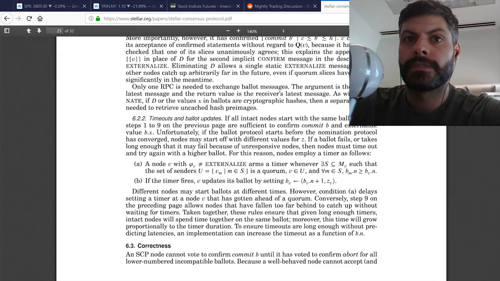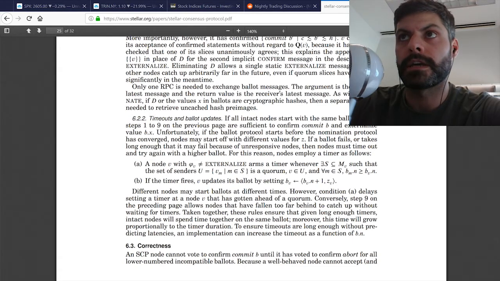Different nodes may start ballots at different times. However, condition A delays setting a timer at node V that has gotten ahead of the quorum. Conversely, step 9 on the preceding page allows nodes that have fallen too far behind to catch up without waiting for timers. Taken together, these rules ensure that given long enough timers, intact nodes will spend time together on the same ballot. Moreover, this time will grow proportionally to the timer duration. To ensure timeouts are long enough without predicting latencies, an implementation can increase the timeout as a function of b.n.